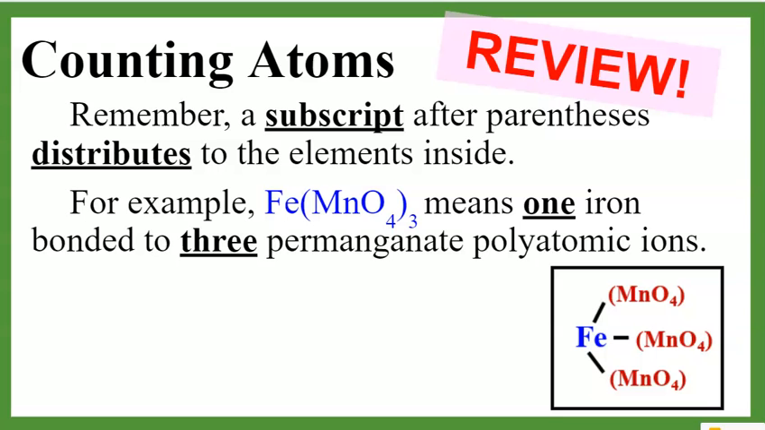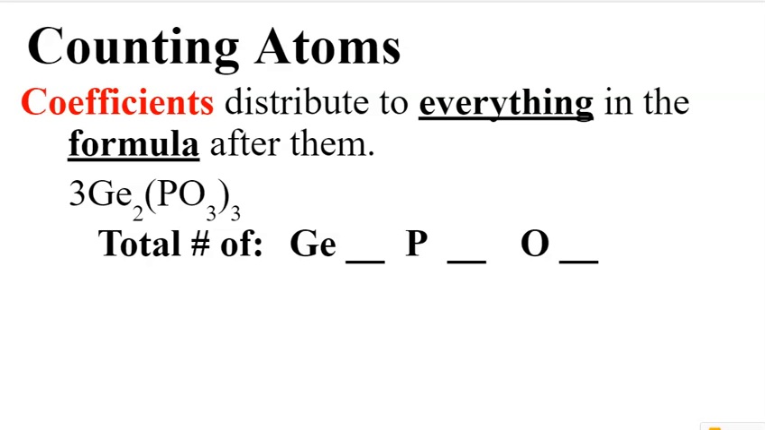Now we're quickly going to review how to count atoms. Remember, a subscript after a parentheses distributes the elements. For example, the iron permanganate means one iron is bonded to 3 permanganate polyatomic ions. And when we count atoms, coefficients distribute to everything in the formula.